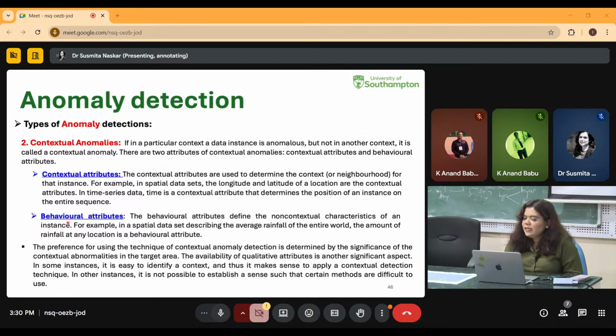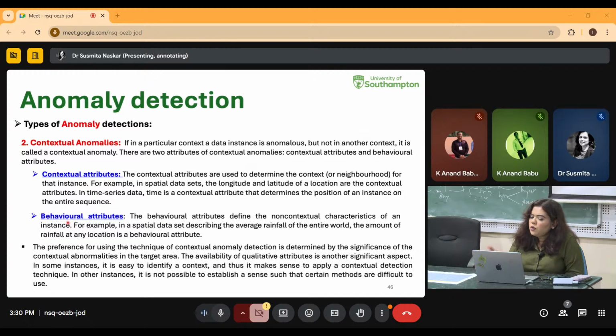Behavioral attributes describe the non-contextual characteristics of the data point. Using the same spatial example, average rainfall at a location is a behavioral attribute, because it's what you are actually measuring, right? When detecting contextual anomalies, we focus on whether our data behaves usually in its given context. That means when we are talking about the rainfall of a certain place, what is the situation of the particular city or country we are talking about.